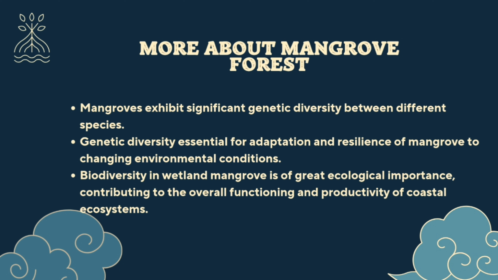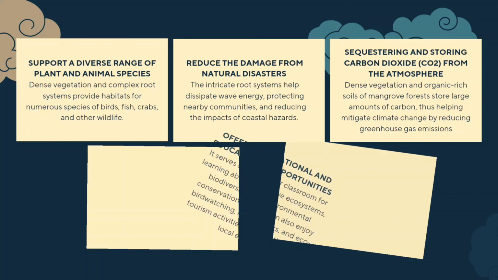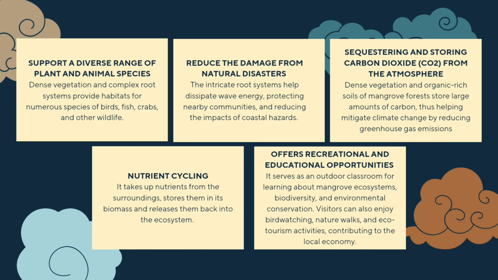Thus, the biodiversity found in wetland mangrove is of great ecological importance, contributing to the overall functioning and productivity of coastal ecosystems. Like other mangrove forests, KK Wetland Mangrove also provides several ecological services that are essential for the environment and surrounding communities. As mentioned earlier, KK Wetlands support a diverse range of plant and animal species. Its dense vegetation and complex root system provide habitats for numerous species of birds, fish, crabs, and other wildlife.